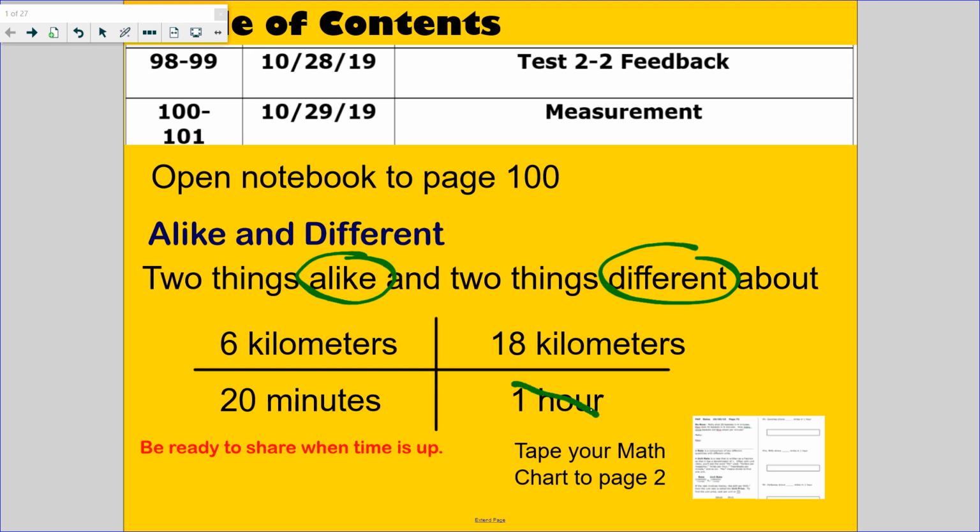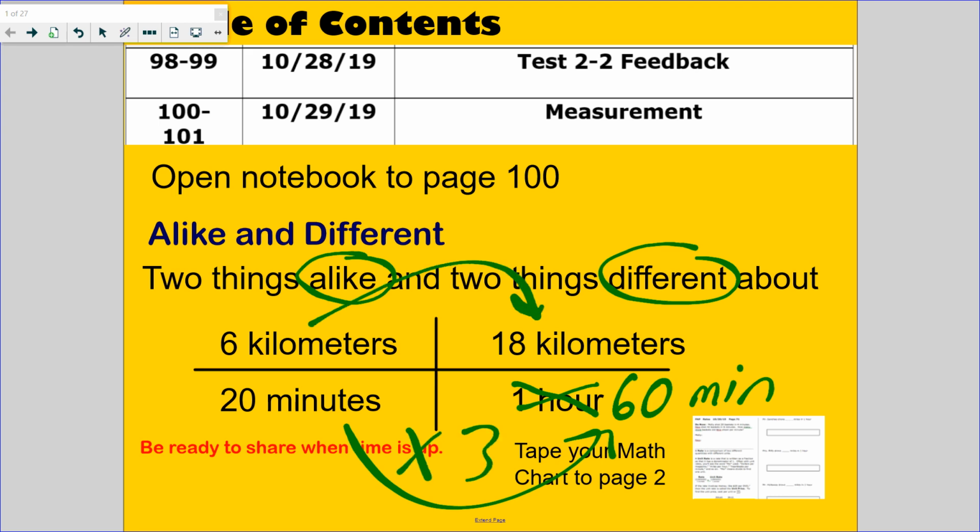What is another way to say 1 hour? 60 minutes. So what is the relationship between 20 minutes to 60 minutes? Times 3. 6 kilometers times 3 is 18 kilometers. So it's actually 6 kilometers in 20 minutes is the same as saying 18 kilometers in 1 hour, or 18 kilometers in 60 minutes. So they actually have the same rate.